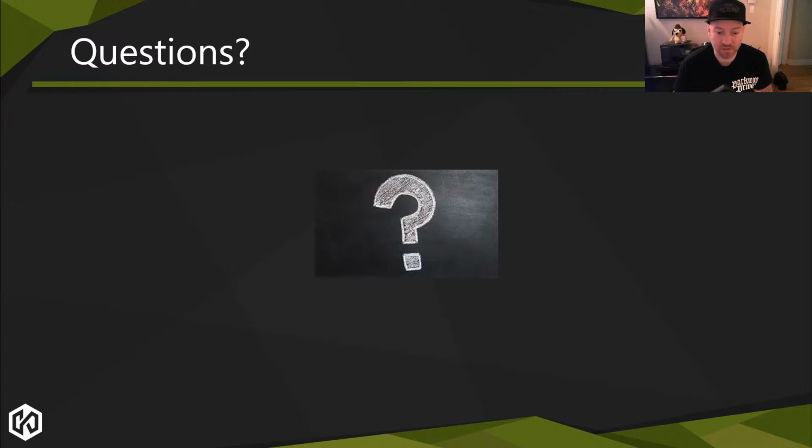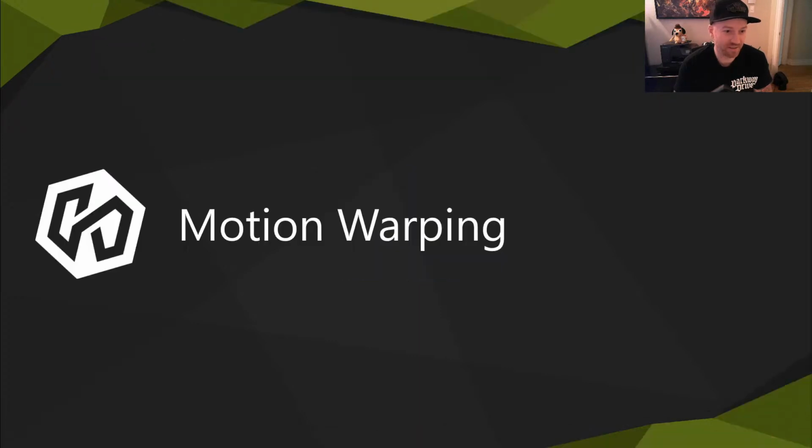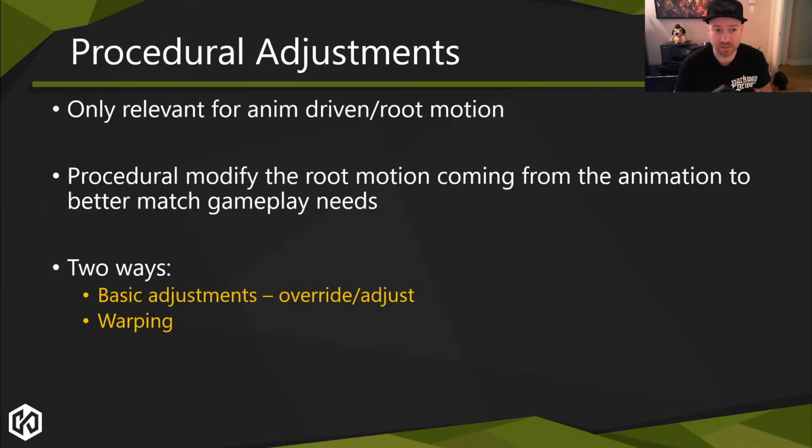Okay, we're almost at the end. This thing grew a little bit out of control. Motion warping, the latest feature from Unreal 5. So this is, again, everything in this thing is a relatively simple concept that's been made more complicated than it needs to be. What it is, in a nutshell, is you take root motion and you modify it to reach a new endpoint. That's it.